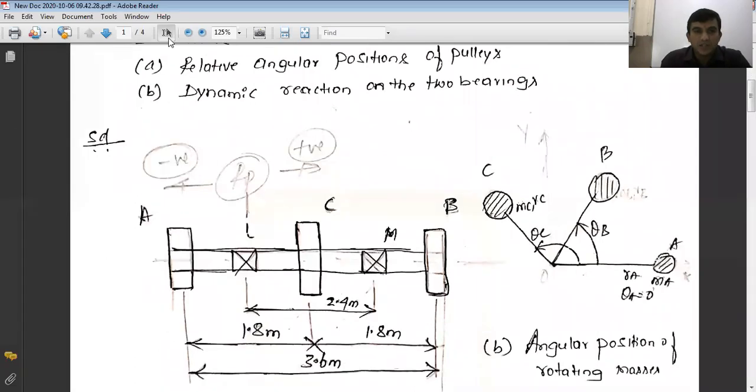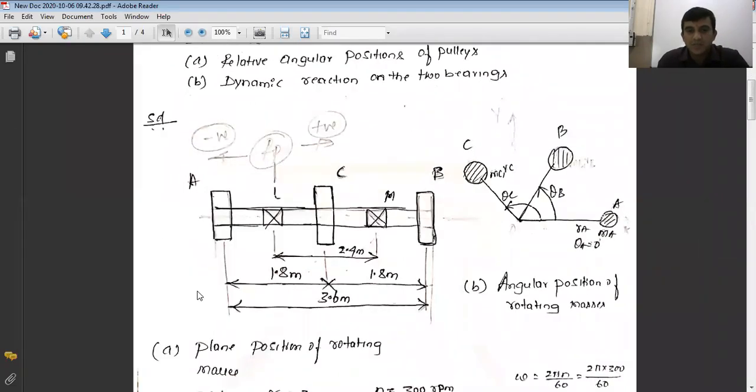Now, based on the given problem, this is the space diagram. First one is figure A, plane position of rotating masses. Consider a shaft of 3.6 meter length. On each end of the shaft, two pulleys are mounted. At the center of the shaft, another pulley is mounted. On the left side is pulley A, this is pulley B, and the middle pulley is C. Again, the two bearings are attached 2.4 meters apart. From the center of the shaft it is 1.2 meter, 1.2 meter. First write the space diagram for the given problem statement.